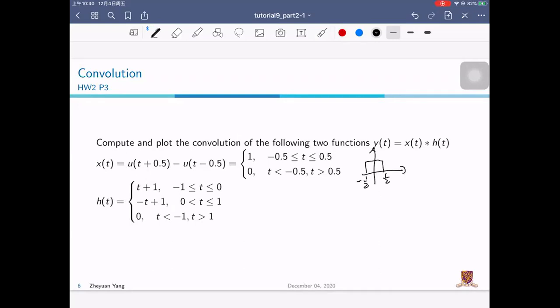The h(t) is equal to t plus 1 when t is in minus 1 to 0, and when t is in 0 to 1, it is equal to minus t plus 1, and 0 elsewhere. So we will convolve h(t) and x(t).